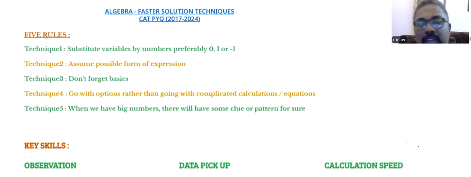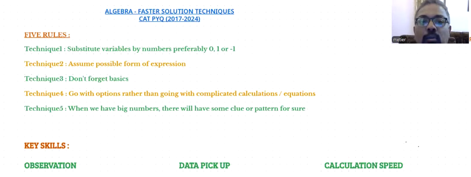Next, what I initially mentioned, basics. You have to always remember the basics. Whenever you don't have any techniques, any tricks, and you don't know how to start the problem, how to start the solution, it is always better to go with basics. Next, go with the options. In our arithmetic videos also, we have discussed that whenever you have complicated equations and calculations are involved, it is always better to check with the options.